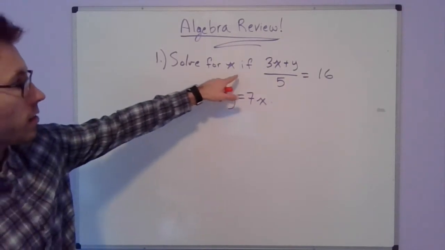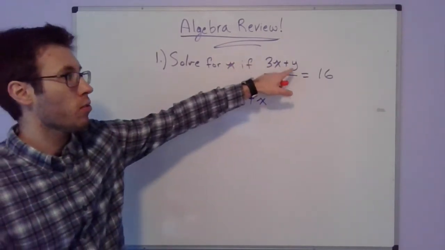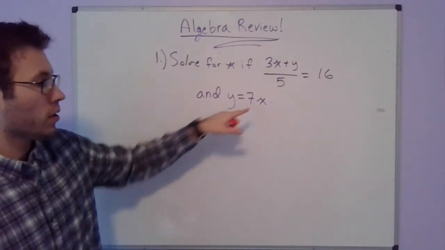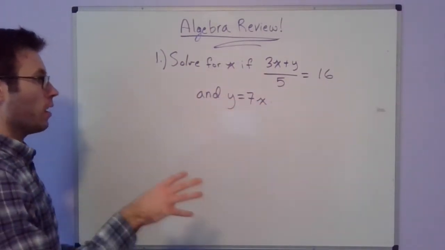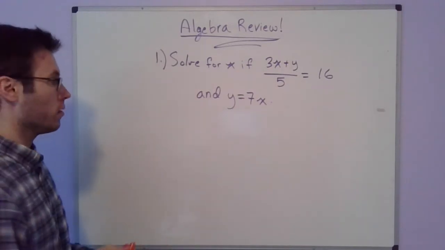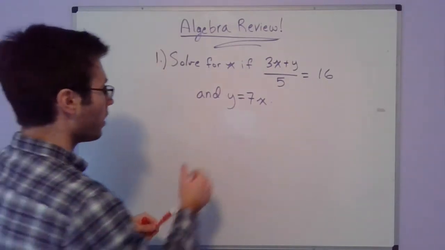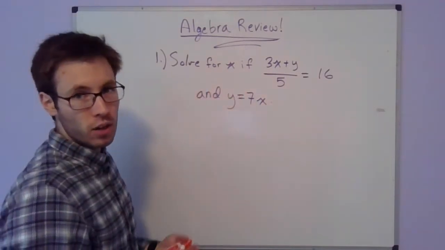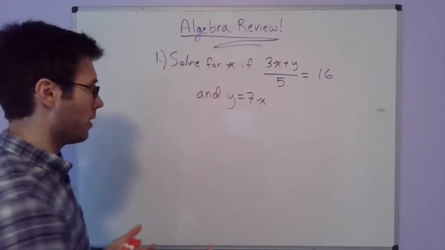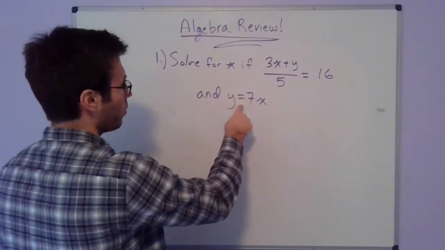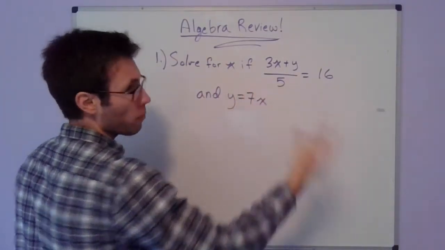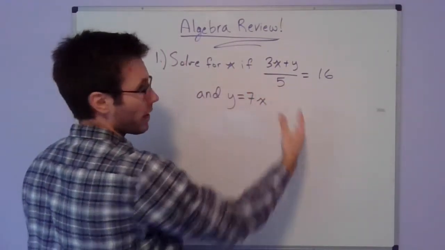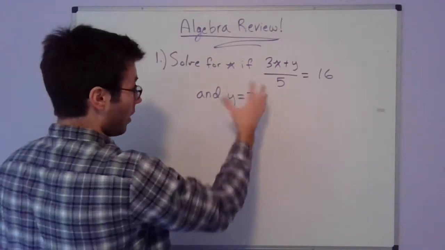It says solve for x if (3x plus y) all over 5 equals 16, and y equals 7x. The way we do these problems is that we look at y and get it in terms of x. In terms of x means we see y equals, and then just x's and numbers on the right-hand side. So it's already in terms of x.